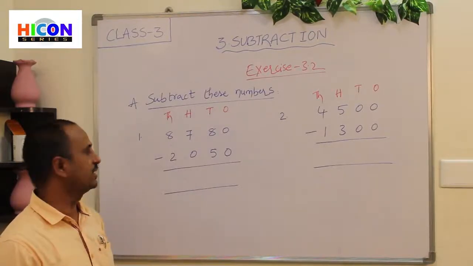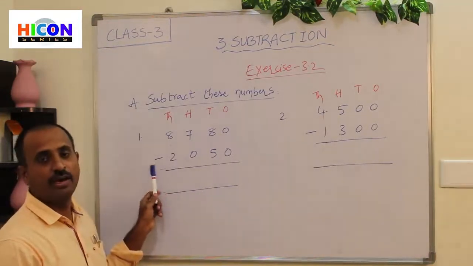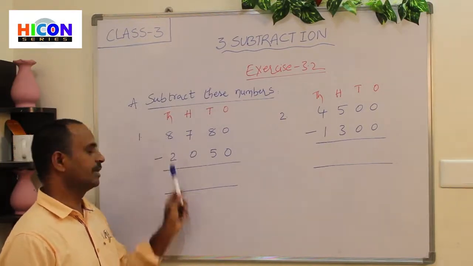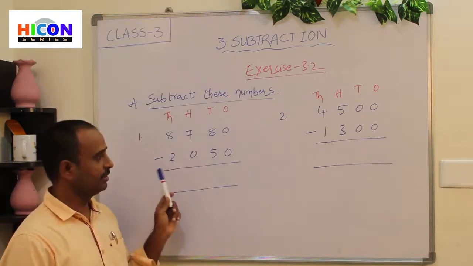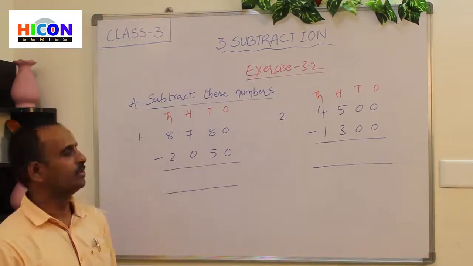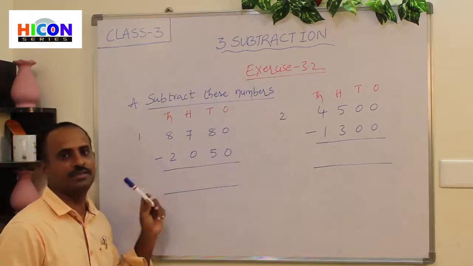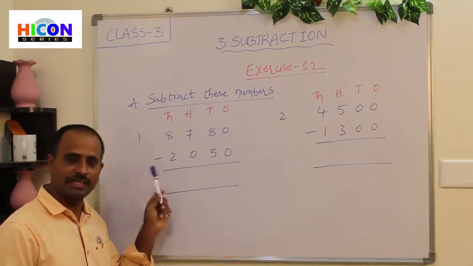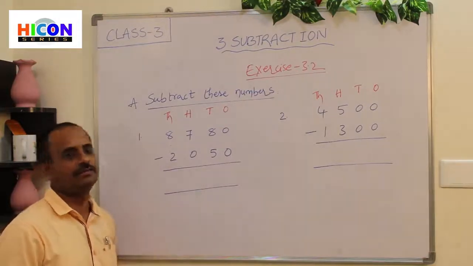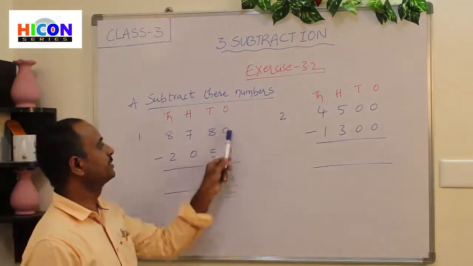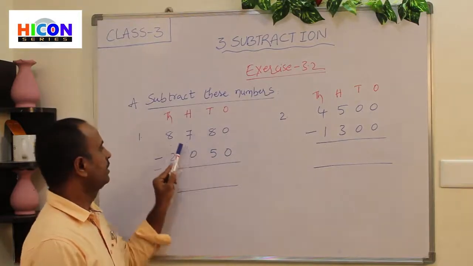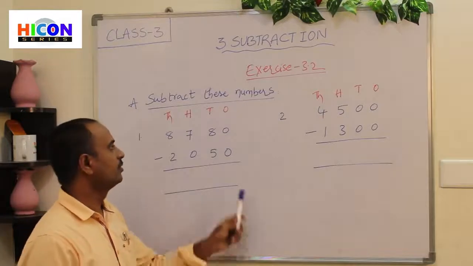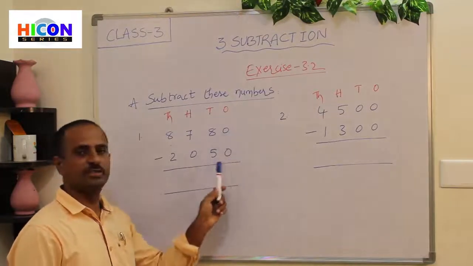So we have to check the symbol here first. If there is the minus symbol, we have to do subtraction. If there is the plus symbol, we have to do addition. This is called minus, the symbol for subtraction. So do subtraction here. This is ones place, this is tens place, this is hundreds place, this is thousands place. Now start subtraction from ones place.